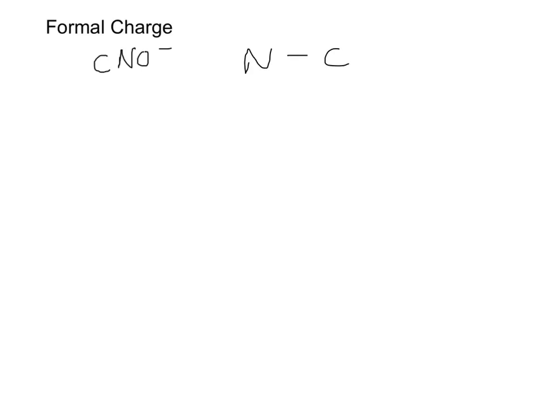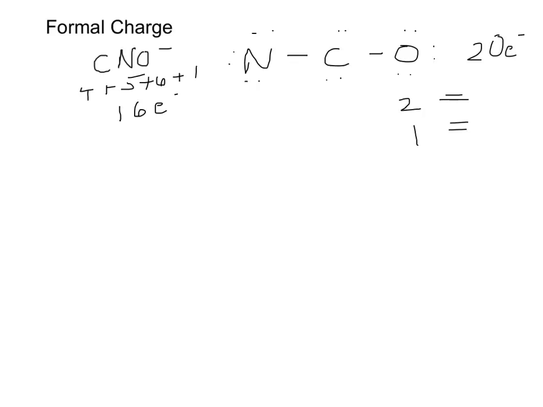with our single bonds. So we've got 4 plus 5 plus 6 plus one more for the charge. So that's going to give us 16 electrons. When I give everybody an octet, and I count, I realize I've got 20 electrons. So remember, 4 extra electrons means 2 double bonds or 1 triple bond.